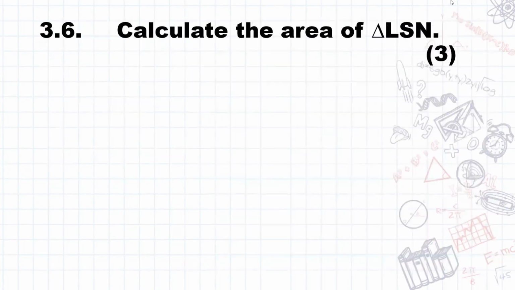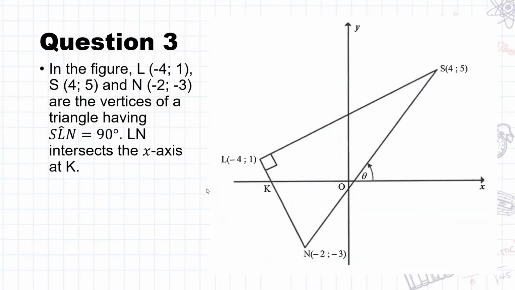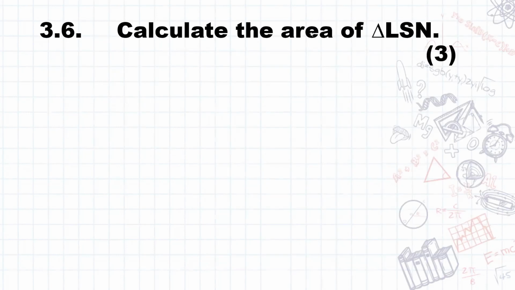Question 3.6 says, calculate the area of triangle LSN. If we go back and look, we're looking for this entire triangle, and we can see that this is a perpendicular base and a perpendicular height. So when we want to find the area, we know that the area of a triangle is equal to half base times perpendicular height.